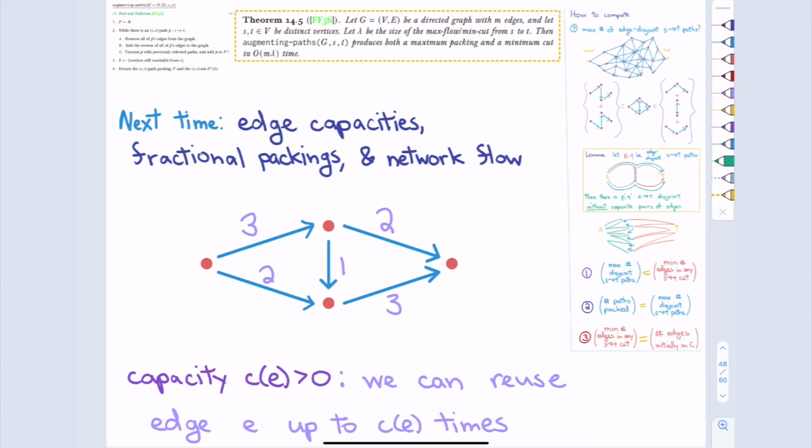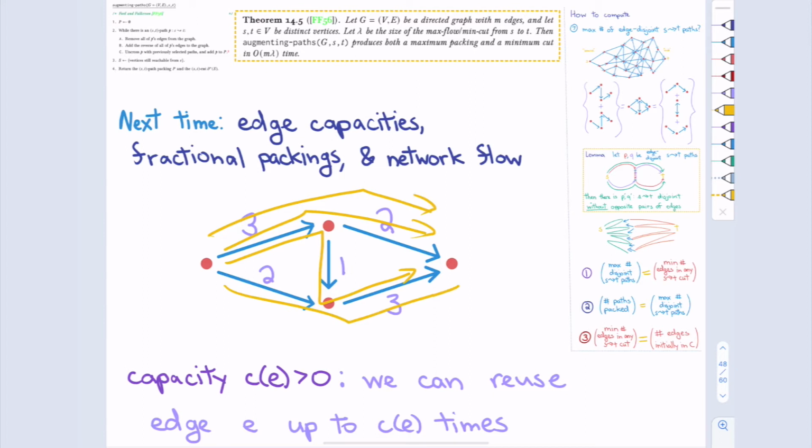So it still follows this packing and covering framework, but I'm allowed to reuse an edge multiple times. Here the solution would be 5, because I can take one path down the middle, and then we can go across the top twice and through the bottom twice.